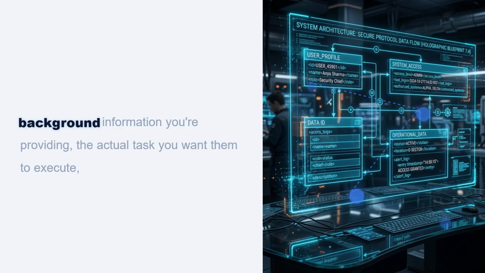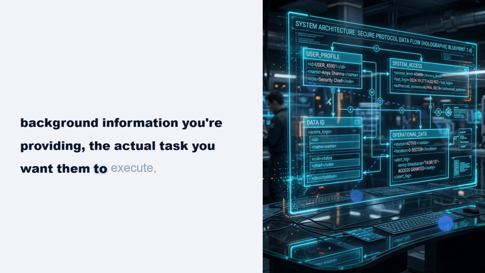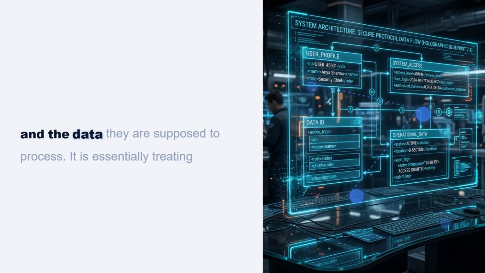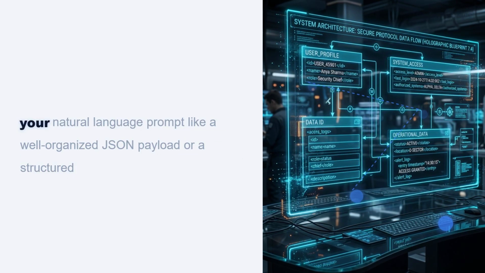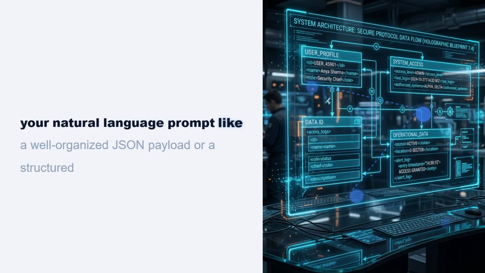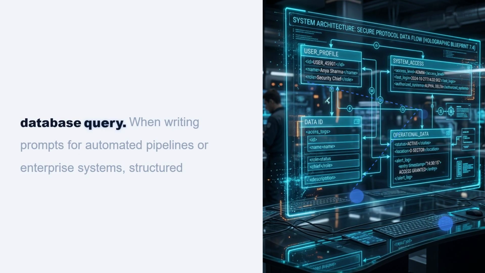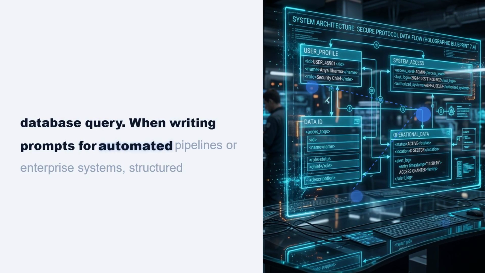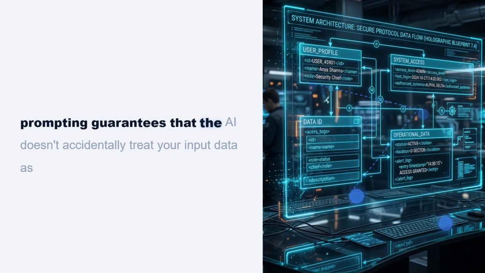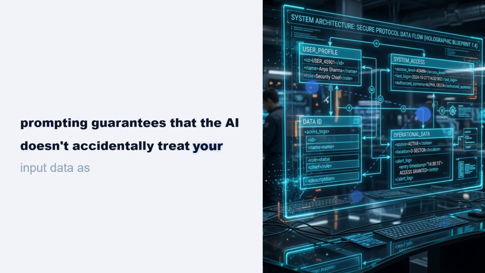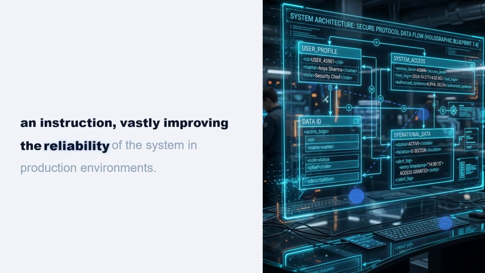This helps modern models perfectly distinguish between the background information you're providing, the actual task you want them to execute, and the data they are supposed to process. It is essentially treating your natural language prompt like a well-organized JSON payload or a structured database query. When writing prompts for automated pipelines or enterprise systems, structured prompting guarantees that the AI doesn't accidentally treat your input data as an instruction, vastly improving the reliability of the system in production environments.